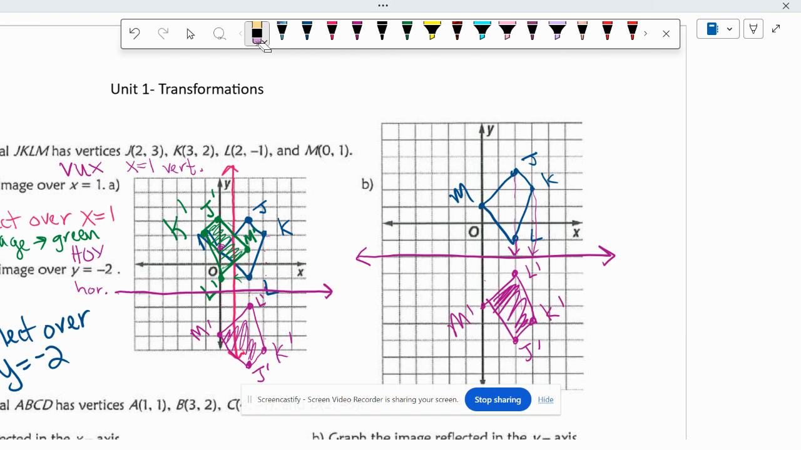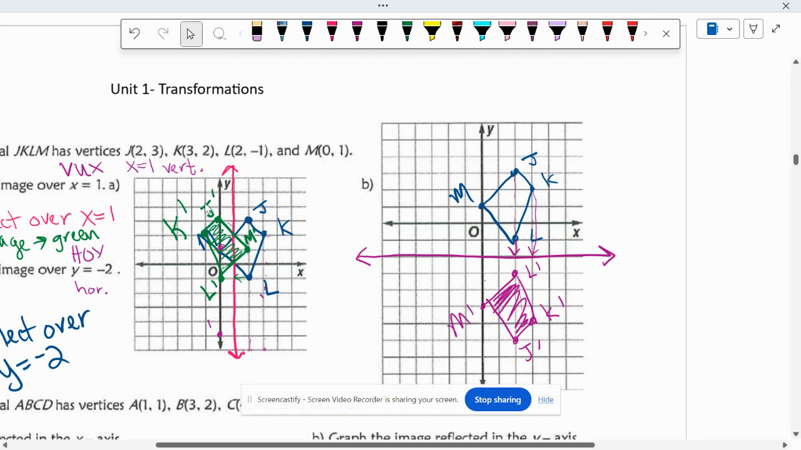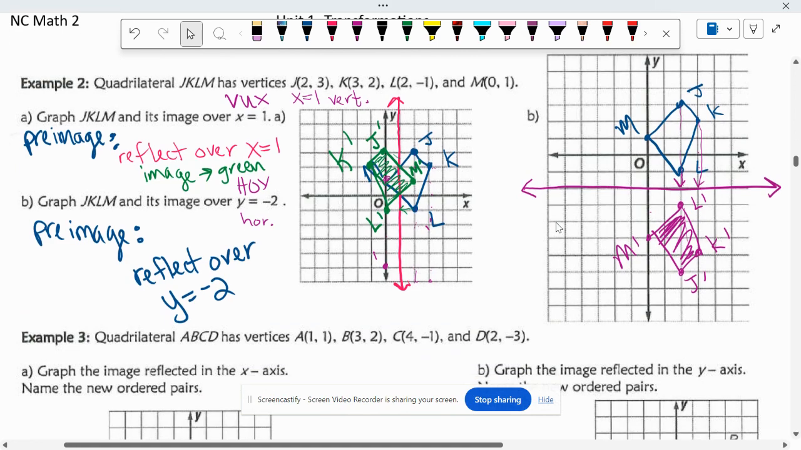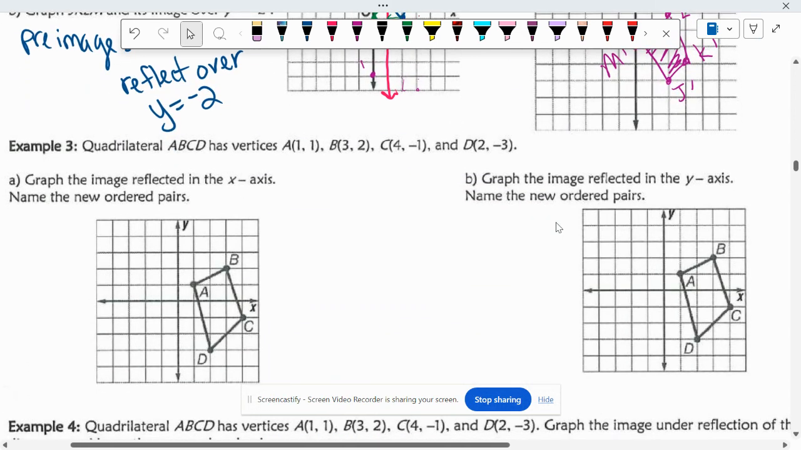So let me erase this so it's not so much on that line. There you go. So I did the vertical one on the first graph, do your horizontal one on the second graph. Okay. All right. Example number 3.